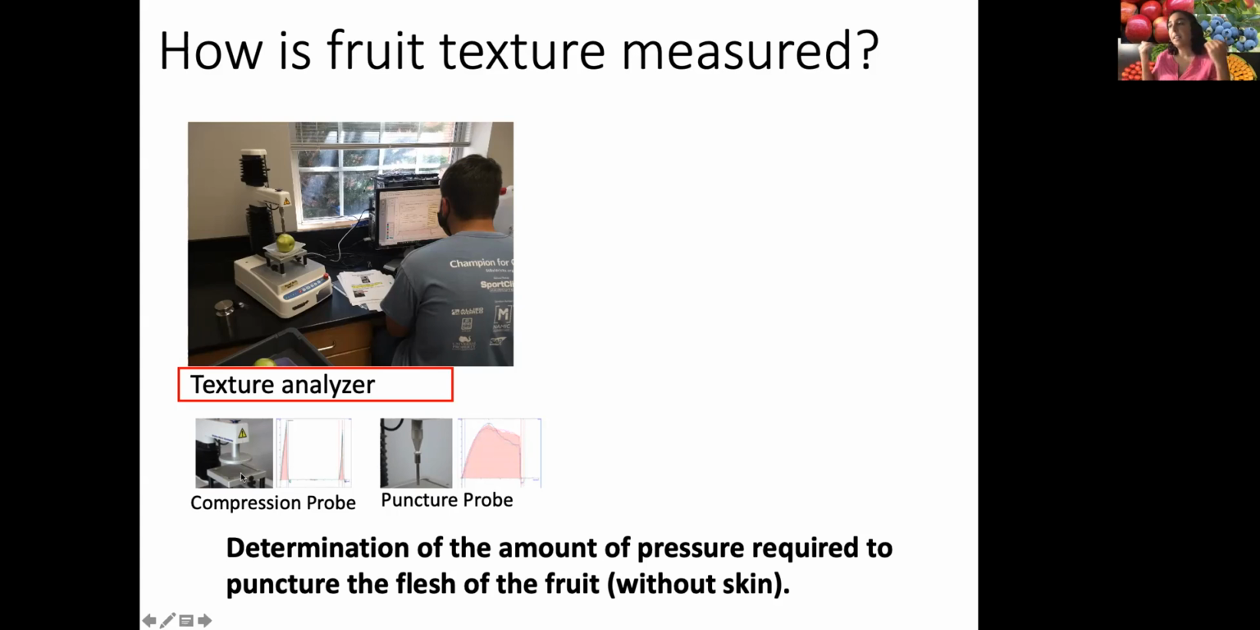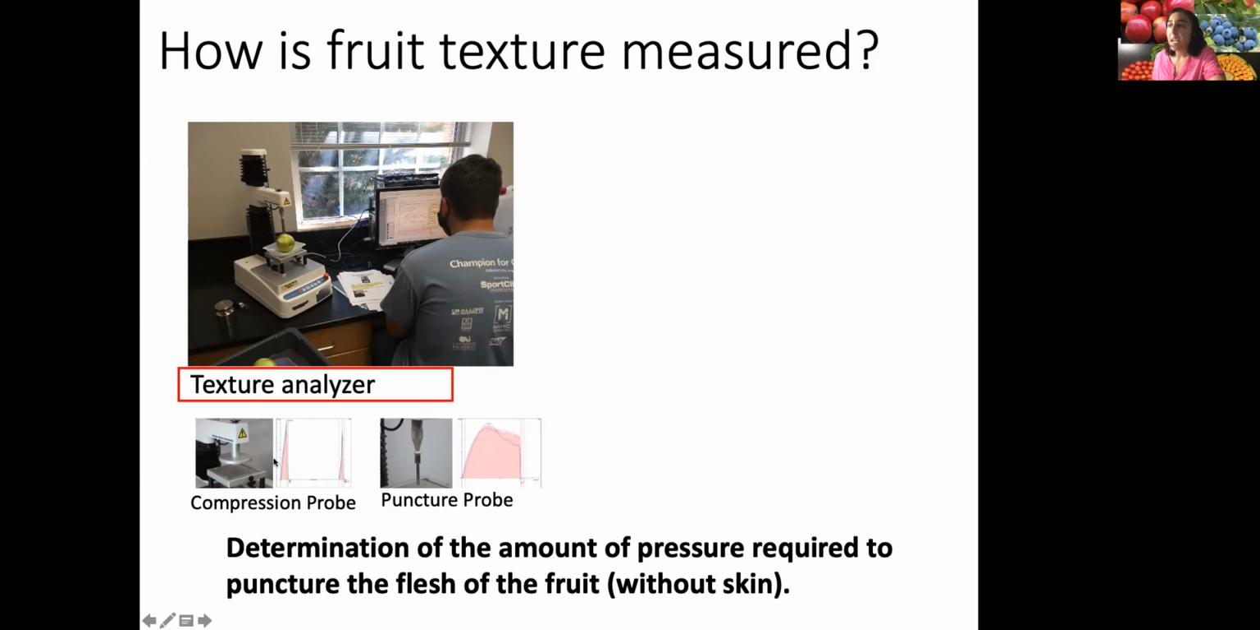In the case of the compression probe, what this is really doing is emulating how we as humans masticate the fruits. The probe is going to compress the fruit, go down, go up, and then compress the fruit again, like when we chew our fruit. That's why you see two peaks on the graphs here. You see the first compression, then it went down, and then it compressed again, okay?